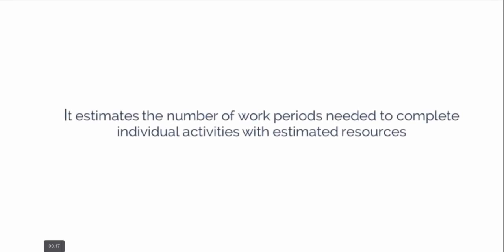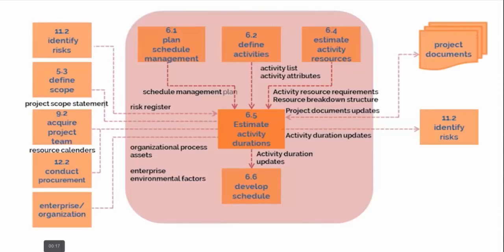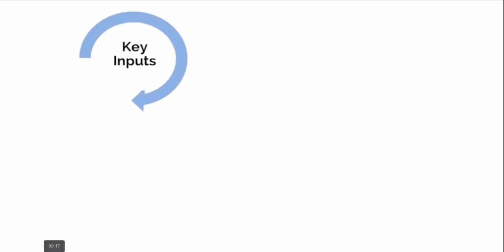Estimate activity duration is the fifth process, and it estimates the number of work periods, for example, the number of days or number of hours needed to complete individual activities with estimated resources. This process is important mainly because it provides the amount of time each activity will take to complete, which is a major input into the developed schedule process. The ITTOs for the estimate activity duration process are as follows. And notice that the key inputs are actually the outputs from the prior process.